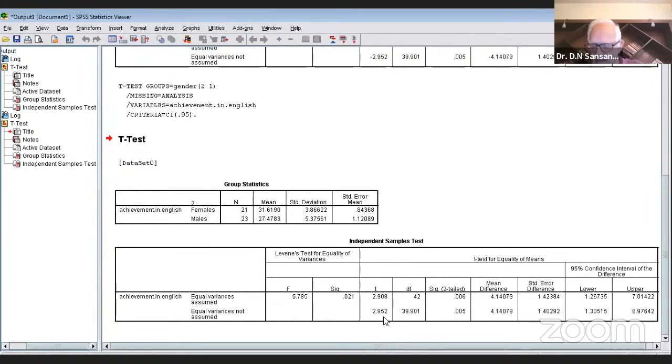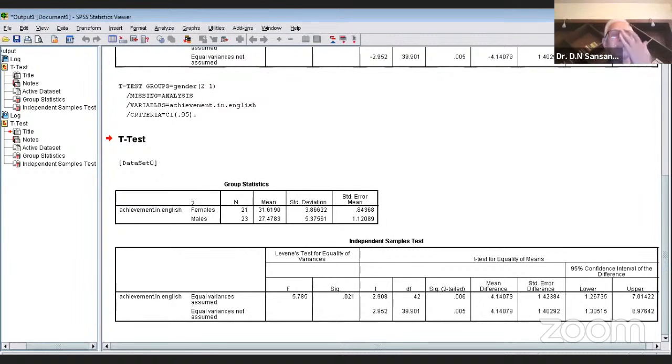So let me write down: the t-value is 2.952 and my degree of freedom is 39.90. So let us see how I now use this output to test my hypothesis and to interpret it. So then I go to my, again, the same sheet.